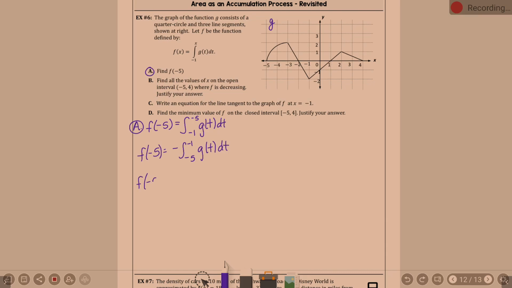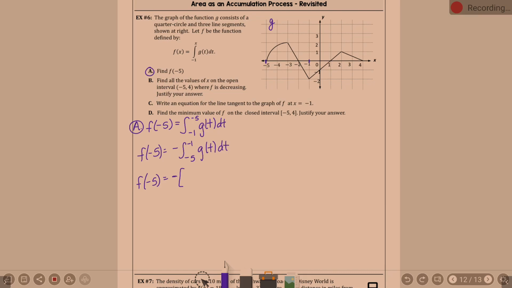Now, the integral from -5 to -1. We need to do what at this point? We need to look at the graph, because it's the integral of g, g of t dt. That t is just like our dummy variable, so to speak, so it doesn't get confused with x, but we're integrating from -5 to -1. We're looking at a graph, so that means we're finding all of the areas. So I'm going to put a bracket or parenthesis to get started because I'm going to have a negative out front.